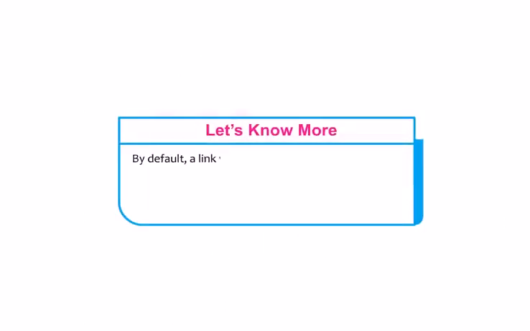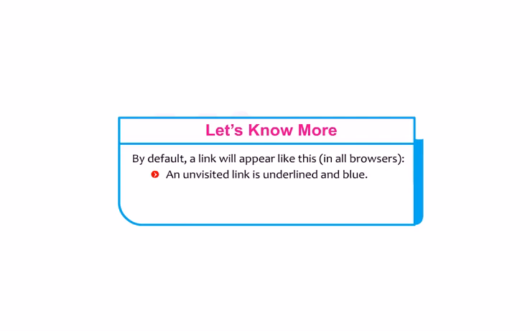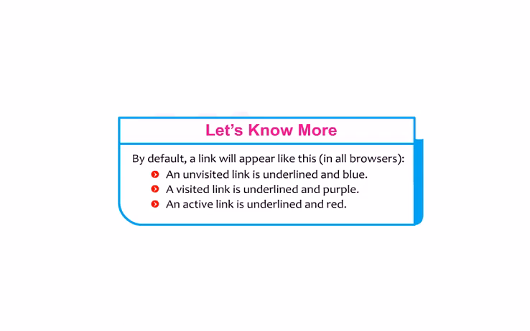Okay, let's know more. By default, a link will appear like this in all browsers. An unvisited link is underlined and blue. A visited link is underlined and purple. An active link is underlined and red.